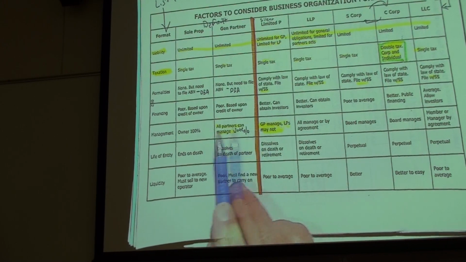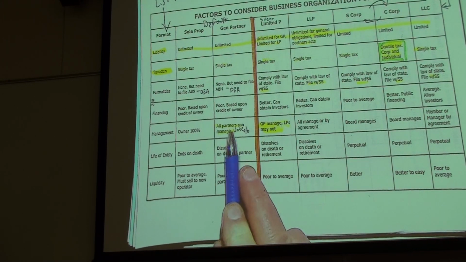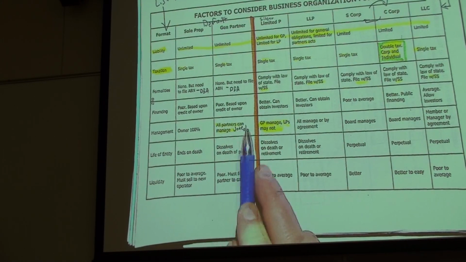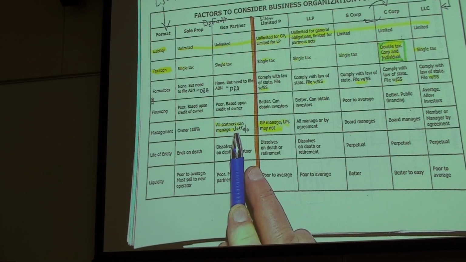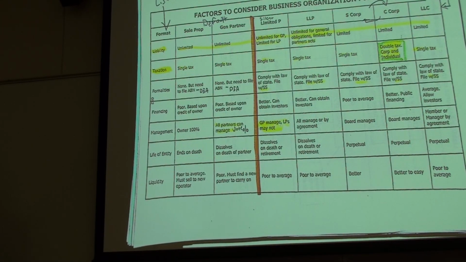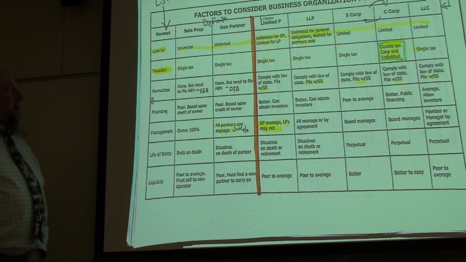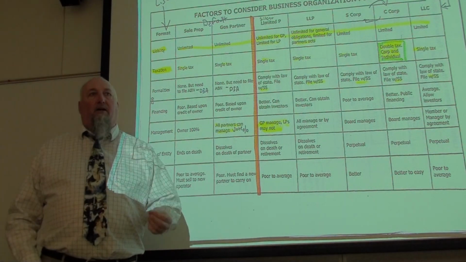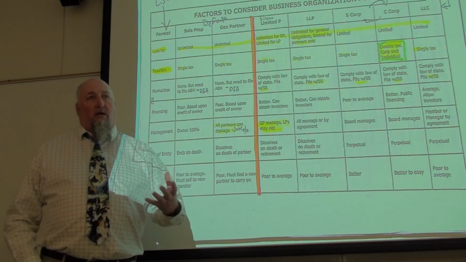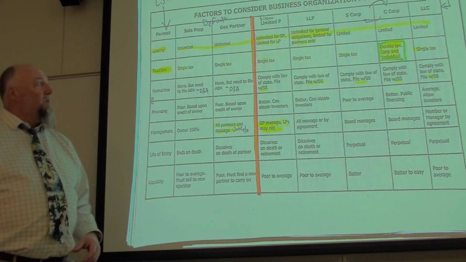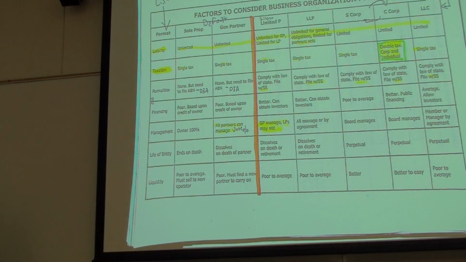And I want you to know these 2 boxes down here. In a general partnership, all partners can manage, it is assigned. And in a limited partnership, only the general partner can manage. The limited partners have to remain silent. They cannot engage in management activity, or they lose that status.